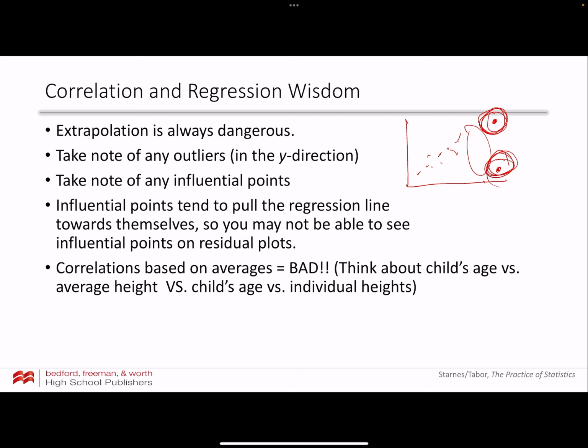So if you look at a residual plot, you may not be able to identify the influential point as clearly, or as easily, as you would be able to on the regular scatter plot.